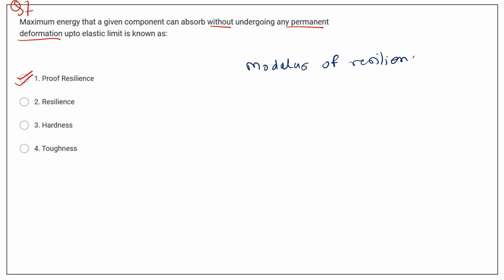Okay, so proof resilience per unit volume is nothing but the modulus of resilience. Okay, then the next question.